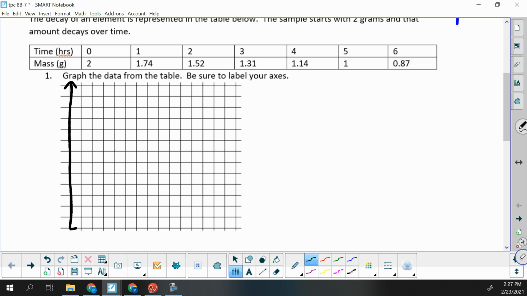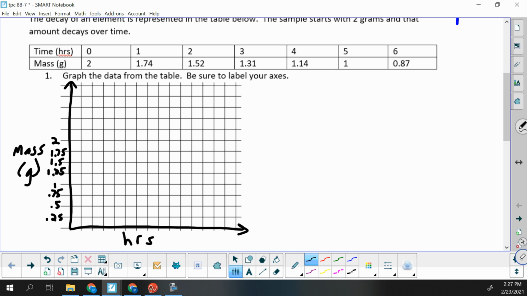So we'll draw in our x and y axis. On our x-axis, we have hours, and we have our mass in grams on the y-axis. Notice the largest is 2, so we got to make sure we can get up to 2. So maybe we'll go by 0.25s. 0.25, 0.5, 0.75, and 1. 1.25, 1.5, 1.75, and 2.